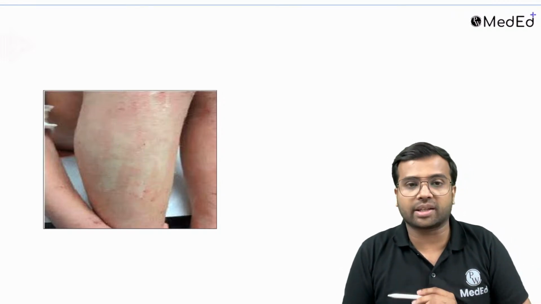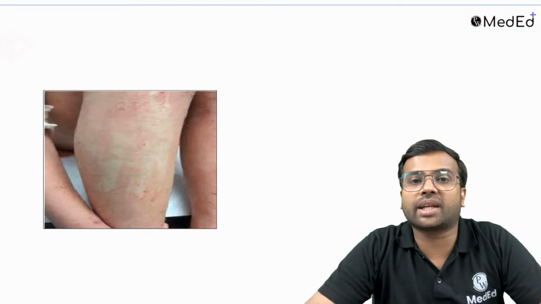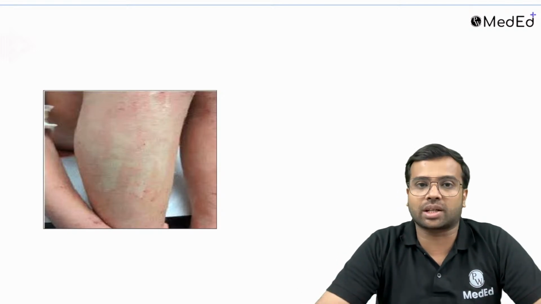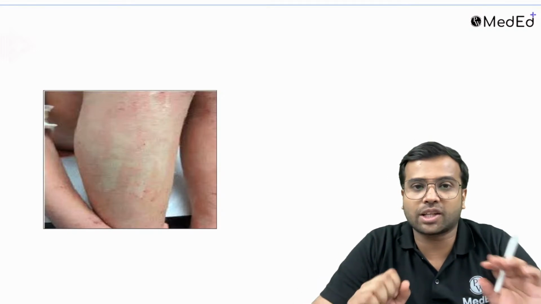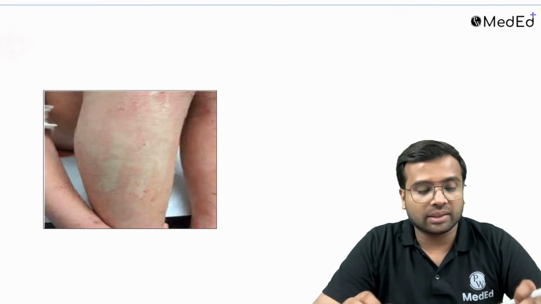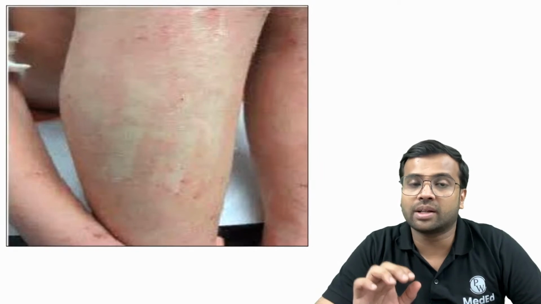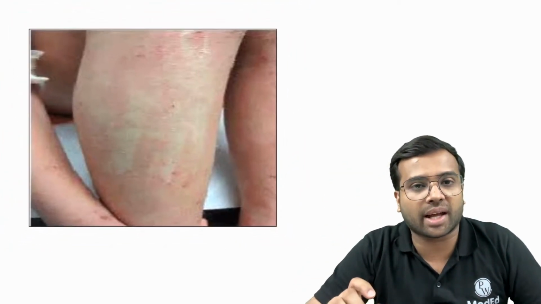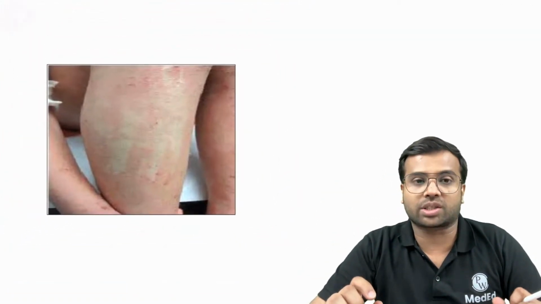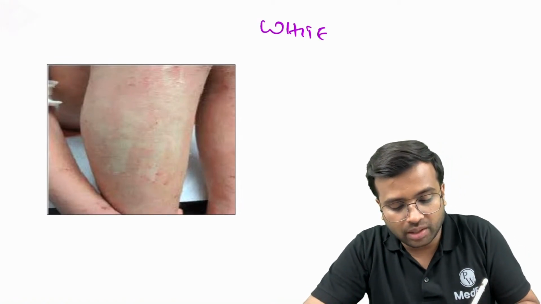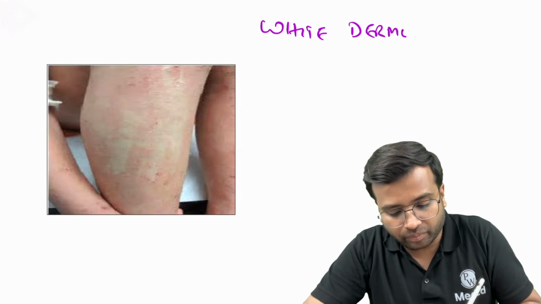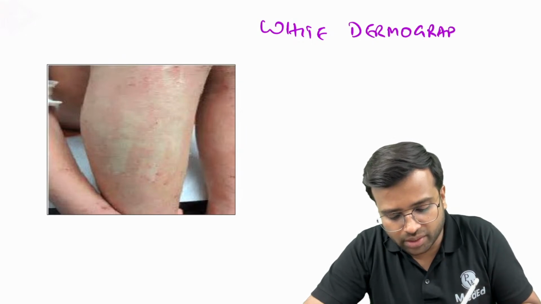What I can see here is that that part of the skin has gone into vasoconstriction. Once that part of the skin has gone into vasoconstriction, there is a whitish discoloration. Can you see this whitish discoloration? There is a whitish discoloration that happens due to vasoconstriction. So this is called white dermographism.